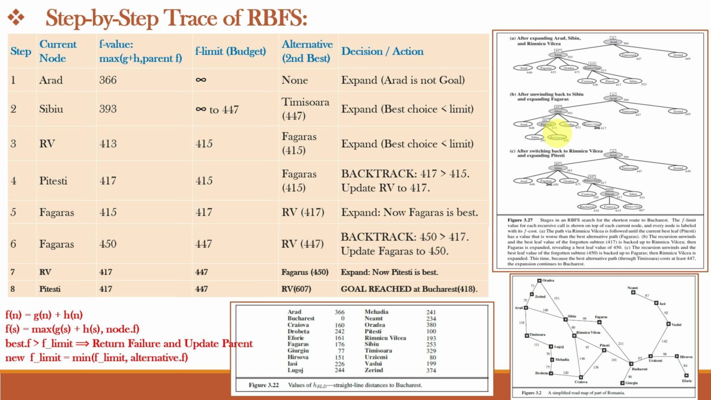So once it returns failure, the Fagaras F value is replaced with the best F value, that is 450. So we cross this 415 and write 450 below Fagaras. And now this particular part of this subtree is forgotten to save the memory. Now from these four nodes, we have to find the best node. And we can see that Rimnicu Vilcea is the best node currently.